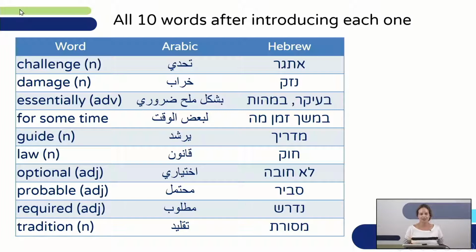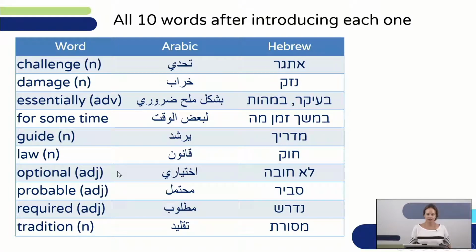So great job, guys. We learned 10 words. Let's just review them quickly. So we have here challenge, it's a noun. In Hebrew, it's edgar. We have damage, also a noun, nezik. We have essentially, which is an adverb, beikar. We have the phrase for some time, b'meshech zman ma. Then we have guide, which is a noun, madrich. We have law, noun, chok.